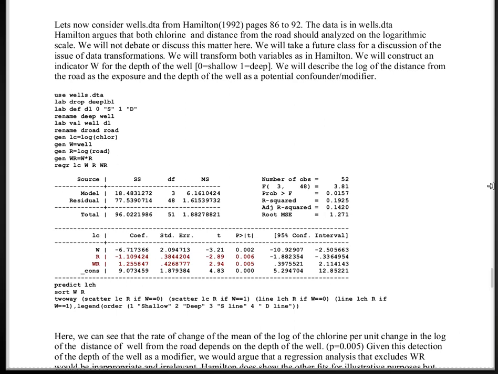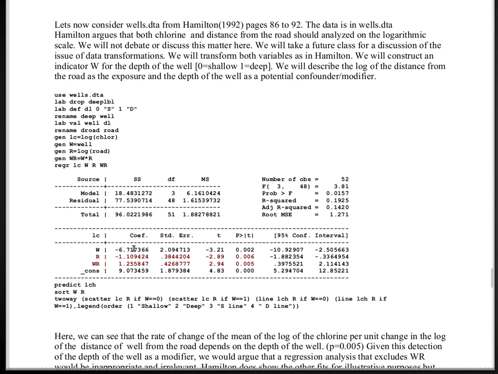Then we get this regression analysis, exactly as is done in Hamilton. And what do we see? Well, from this analysis, what we get right away is that the relationship between the log chlorine and log distance from the road depends on the depth of the well. There it is. The p-value is small. And you could then interpret these regression coefficients, and I strongly encourage you do so. What does that number mean? That is, in fact, a slope. It's a difference between two slopes. It is the slope for the deep well minus the slope estimate for the shallow well.